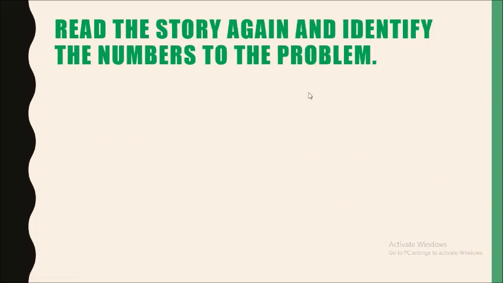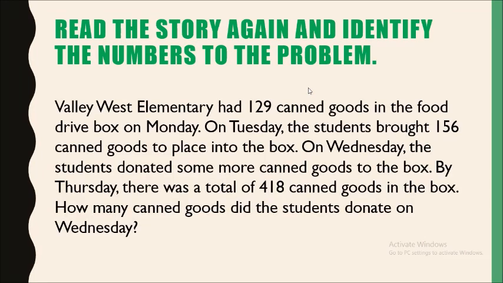Now we are going to read the story again and identify the numbers in the problem. Valley West Elementary had 129 canned goods in the food drive box on Monday. On Tuesday, the students brought 156 canned goods to place into the box. On Wednesday, the students donated some more canned goods to the box. By Thursday, there was a total of 418 canned goods in the box. How many canned goods did the students donate on Wednesday? So as you can see, we found the numbers 129, 156, and 418.